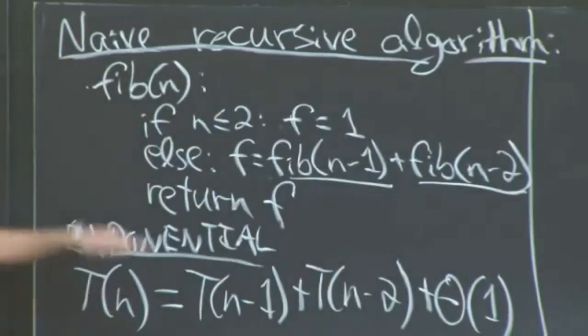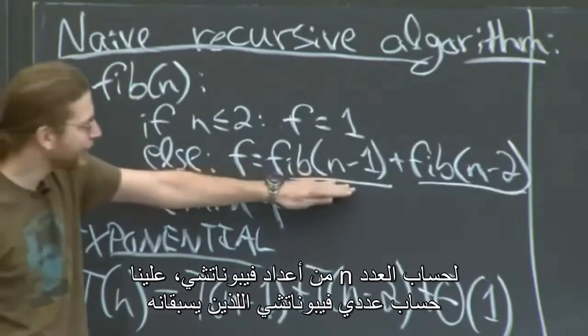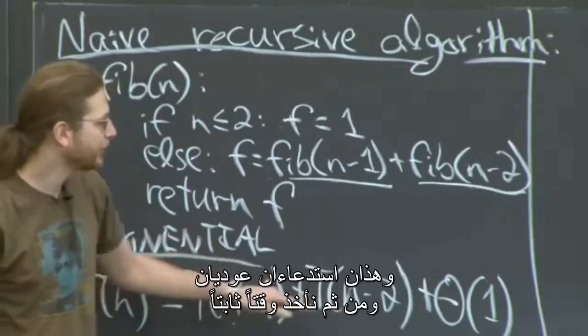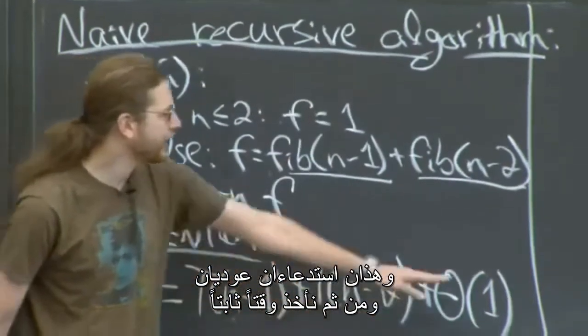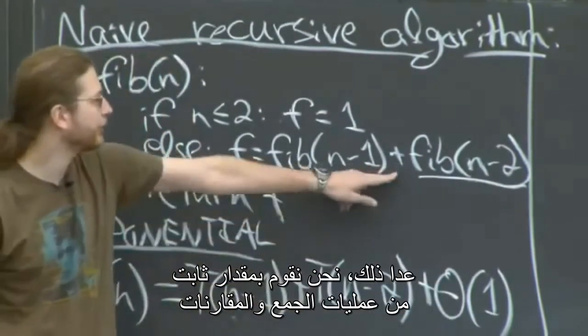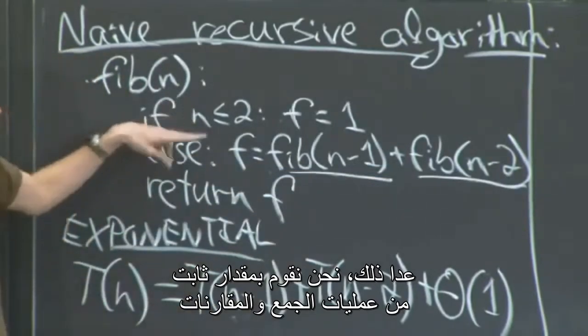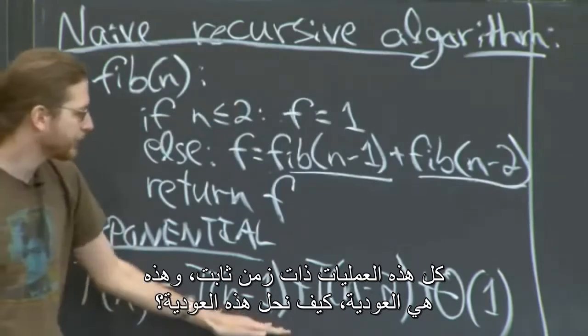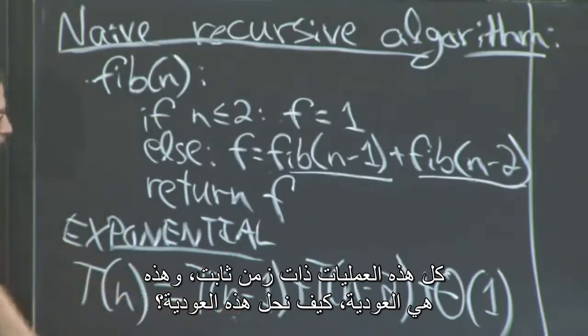So to compute the nth Fibonacci number, we have to compute the n minus first Fibonacci number and the n minus second Fibonacci number. That's these two recursions. And then we take constant time otherwise. We do constant number of additions, comparisons, return. All these operations take constant time. So that's a recurrence. How do we solve this recurrence?